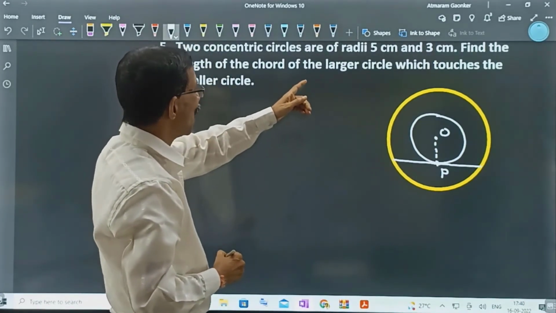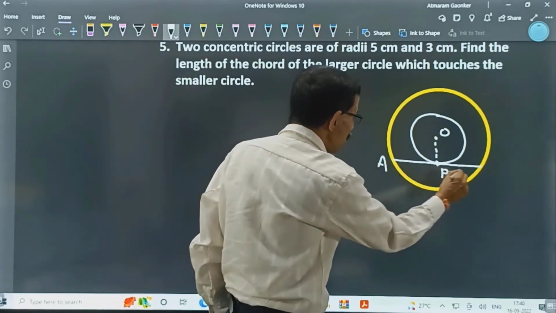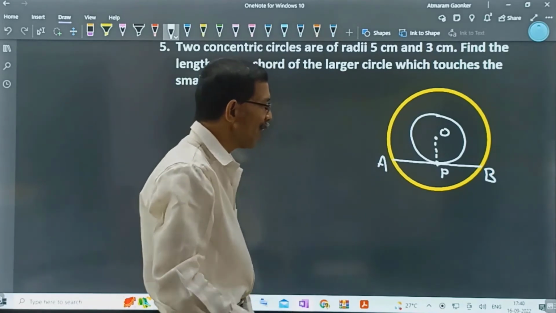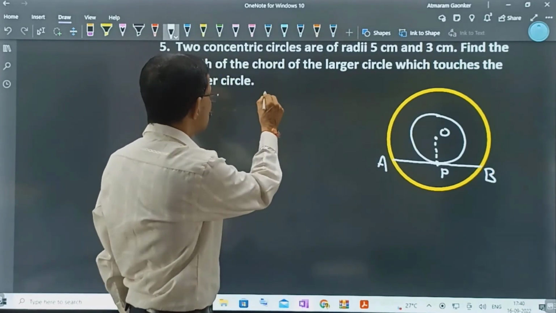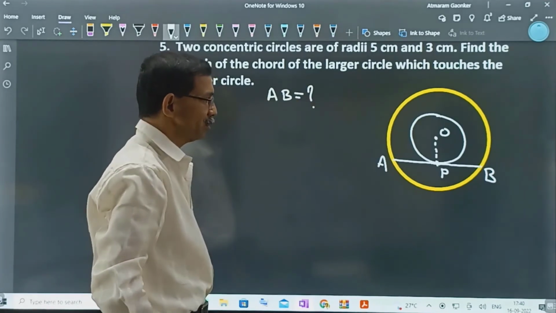You are asked to find the length of the chord. That means chord is AB over here. You have to find the length of the chord. So AB is equal to how much?